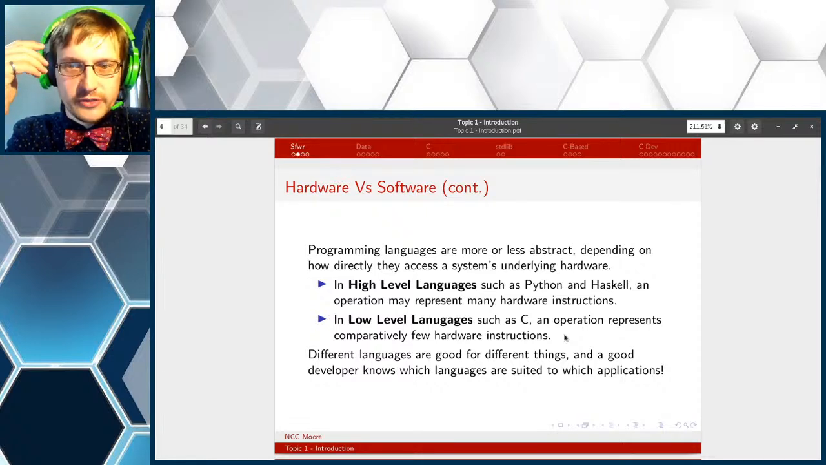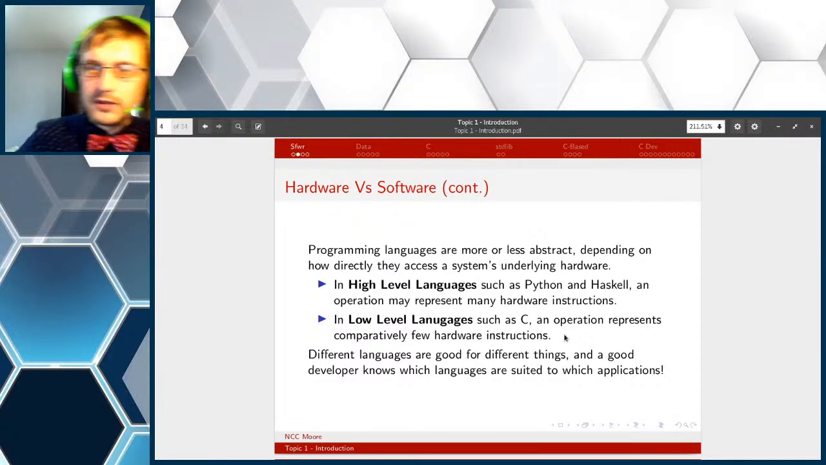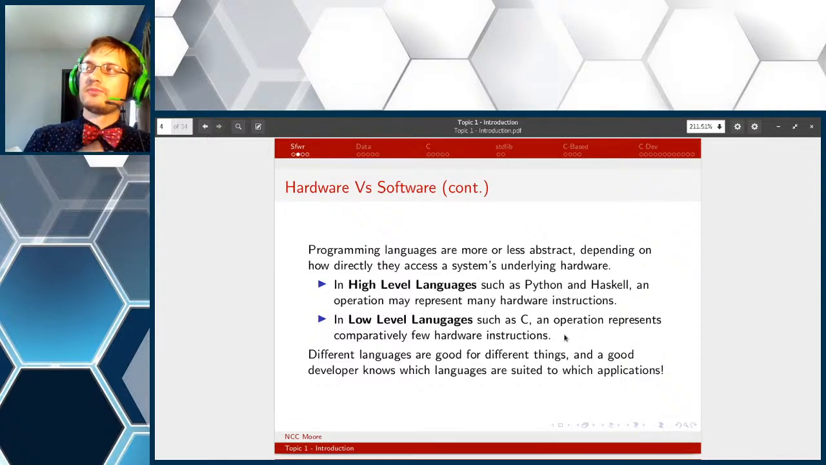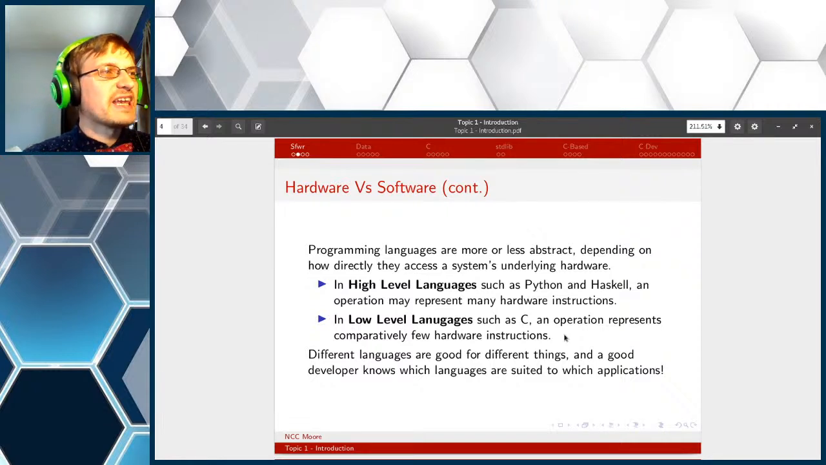Different languages are good for different things, and a good developer knows which languages are suited to which applications. If you want to do something abstract that has to do with abstract algebras, or something involving excessive string manipulations, a language like Haskell will allow you to develop a program in a fraction of the time that developing in C will allow you to do. However, if your application is something where efficiency is the name of the game, the code efficiency, then you're probably wanting to use a lower level language like C.